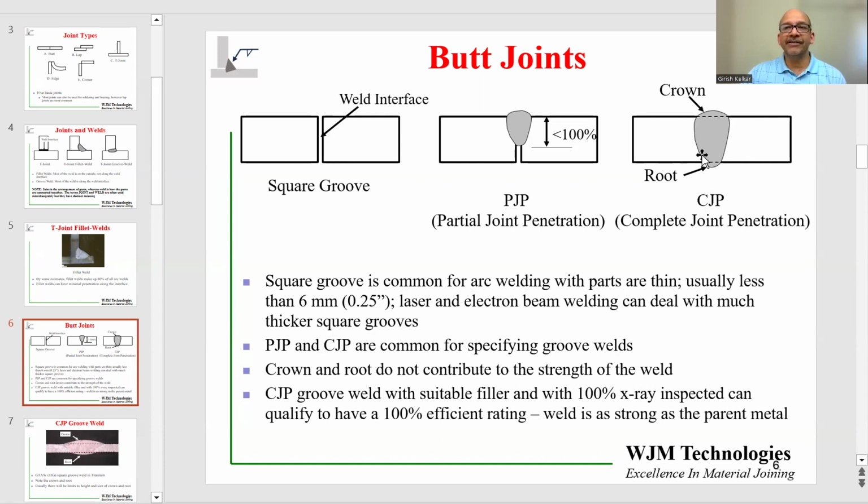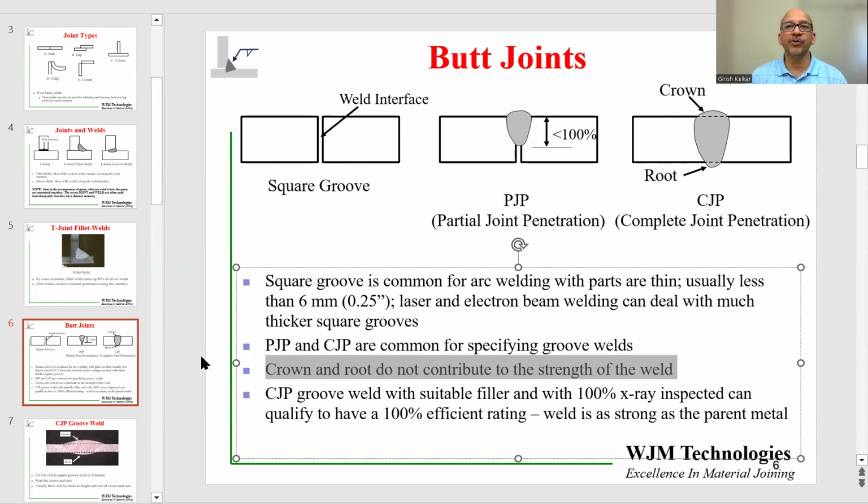When you weld the entire interface in a CJP, as I've shown in the schematic cross-section on the right, you are going to get some crown on the top and a root on the bottom. One thing to keep in mind is the crown and the root do not contribute to the strength of the weld. So even if you have extra material on the outsides, on both sides, that does not contribute to the strength of the weld. The strength of the weld is only related to the thickness of the component.